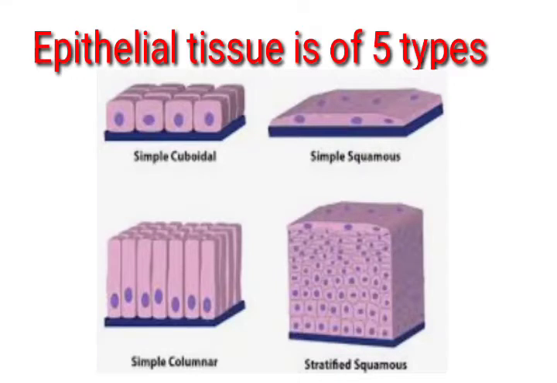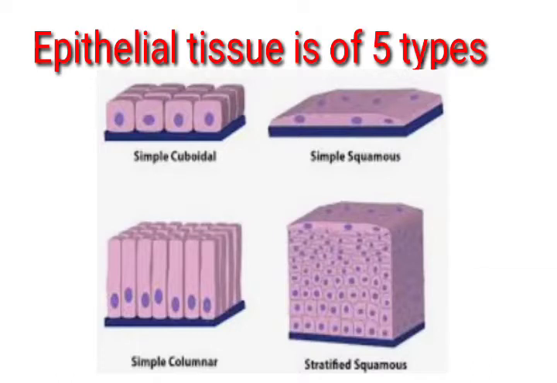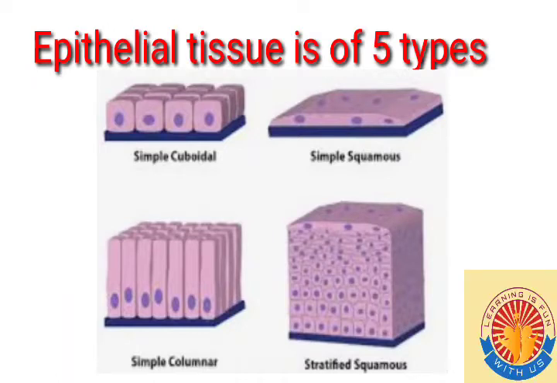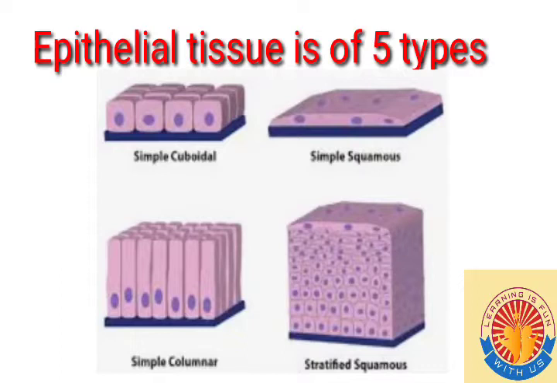The first one is squamous epithelium. Squamous epithelium has two types. The skin which protects the body is also made up of squamous epithelium. It is further classified as simple squamous epithelium and stratified squamous epithelium. The first one is simple squamous epithelium.